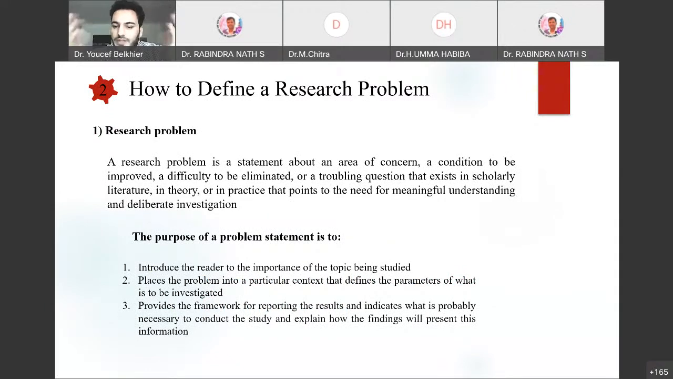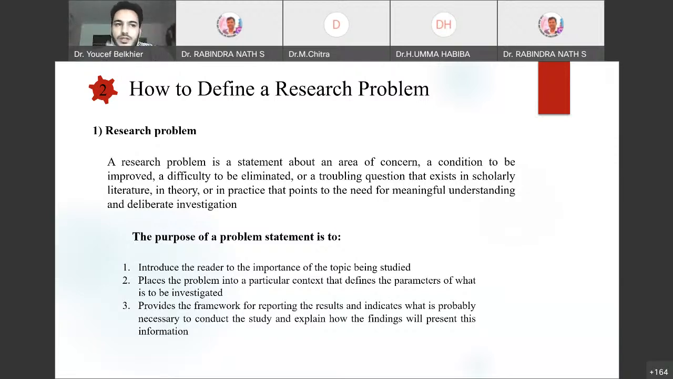How to define a research problem? How to find the research problem? Firstly, what is the research problem? A research problem is a statement about an area of concern, a condition to be improved, a difficulty to be eliminated, or a troubling question that exists in scholarly literature, in theory, or in practice that points to the need for meaningful understanding and deliberate investigation. It is also the core of your research.